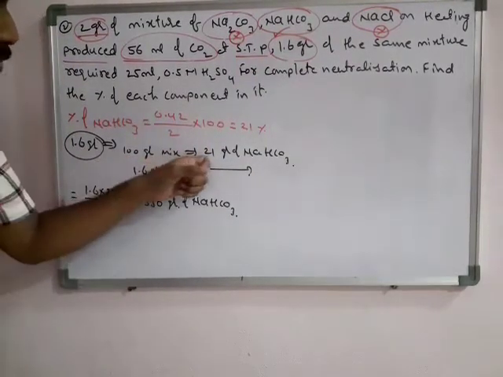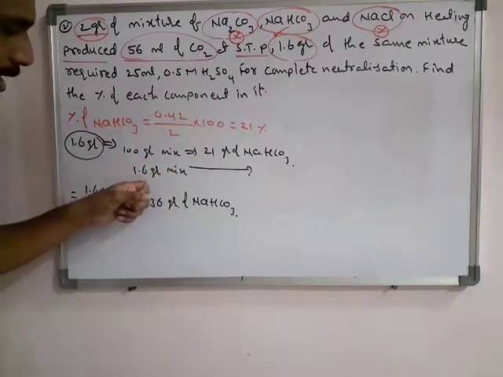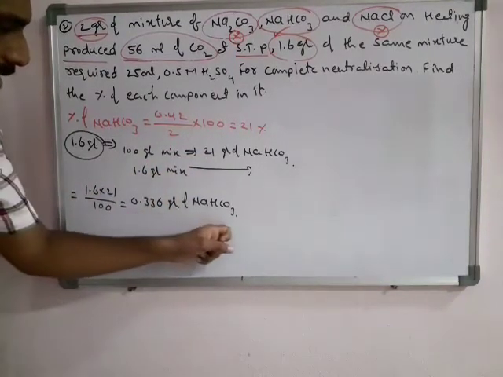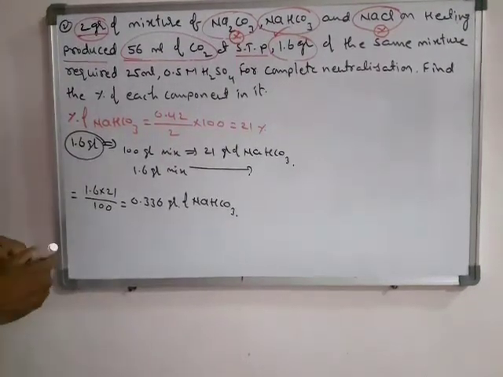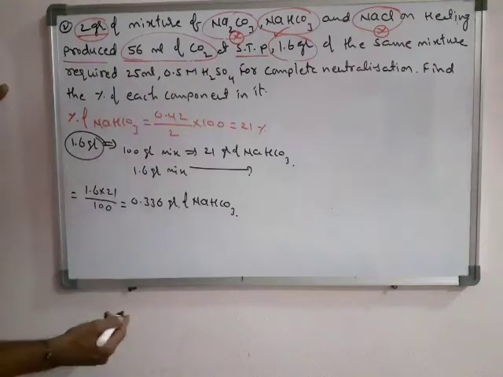The same 100 grams to 21 grams, then what is in 1.6 grams? You got 0.336 grams of NaHCO3. So like this we have to find out the weights of all the compounds.